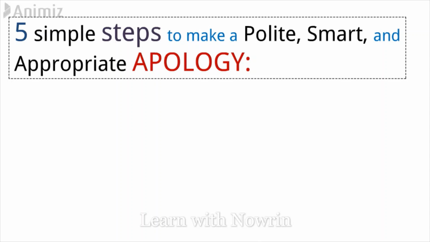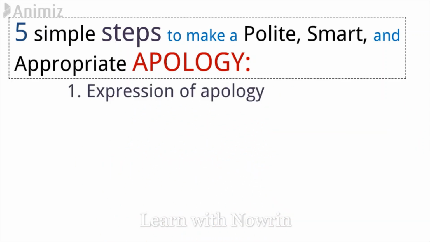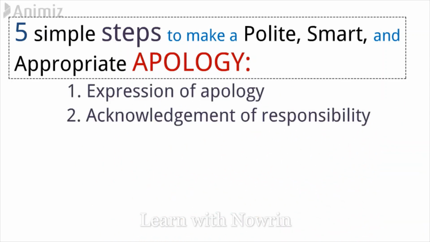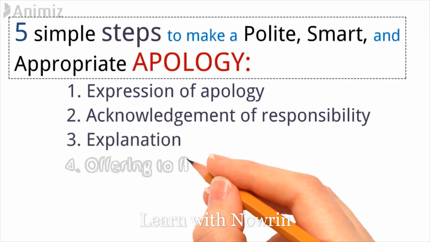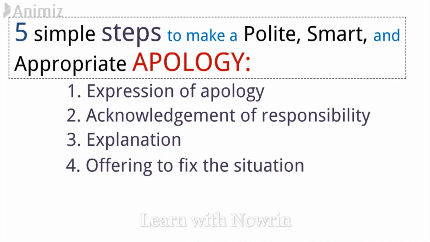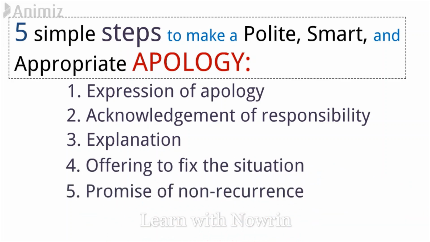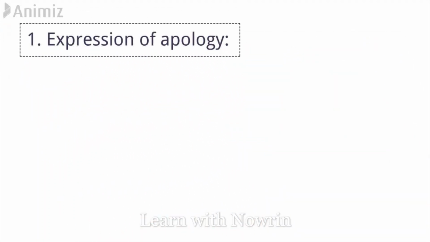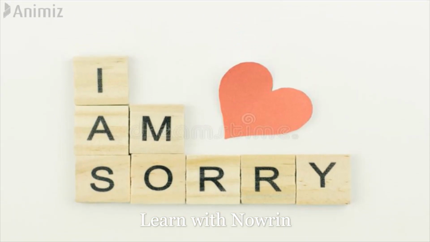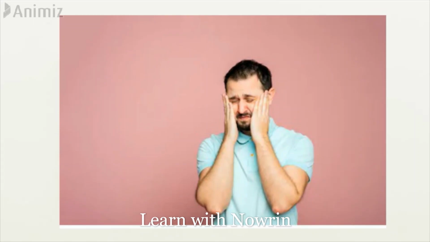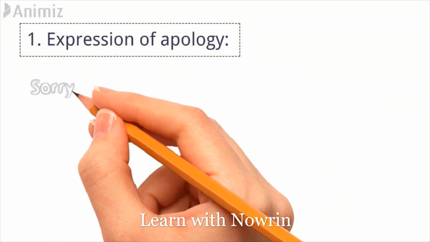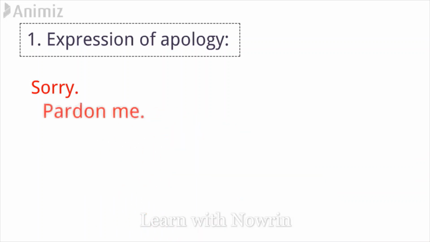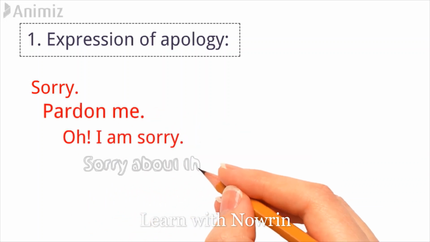These 5 parts are: first one is expression of apology, then acknowledgement of responsibility, then explanation, then offering to fix the situation, and most importantly, a promise of non-recurrence. Okay, so first one, expression of apology. That means in the first sentence you will use a sentence or a phrase which will express that you are sorry. You can use sorry, pardon me, oh, I'm sorry, or sorry about that.